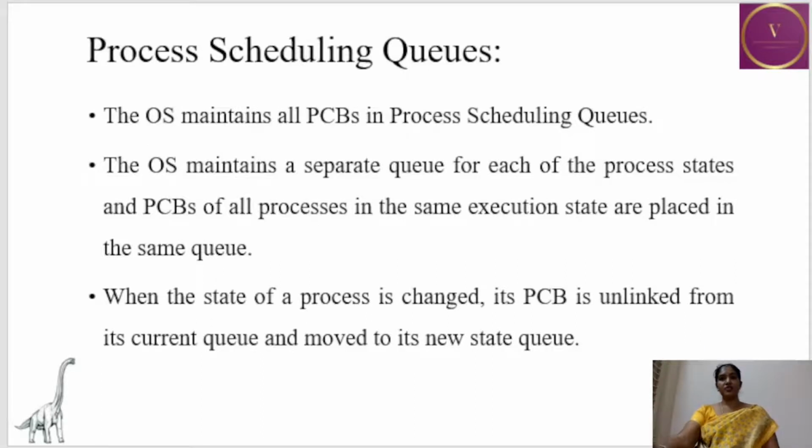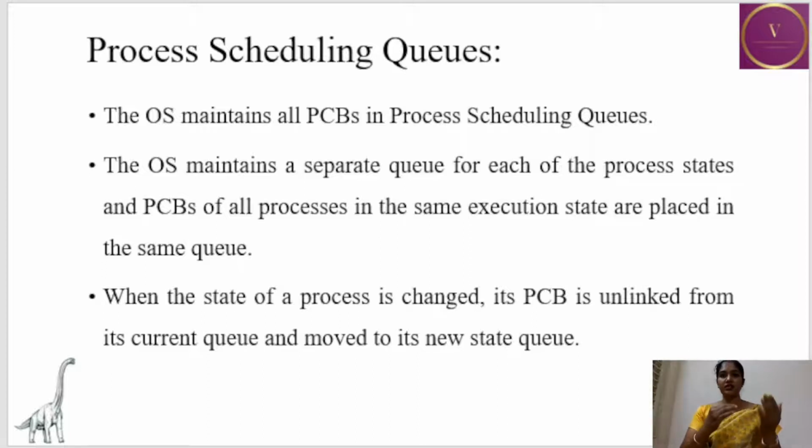Next is the process scheduling queue. The OS maintains all process control blocks in the process scheduling queue. PCBs, we learned about PCBs in our previous session, right? So the OS maintains all PCBs in a process scheduling queue. That is, the OS maintains a separate queue for each of the process states, and PCBs of processes that have the same state are placed in the same queue.